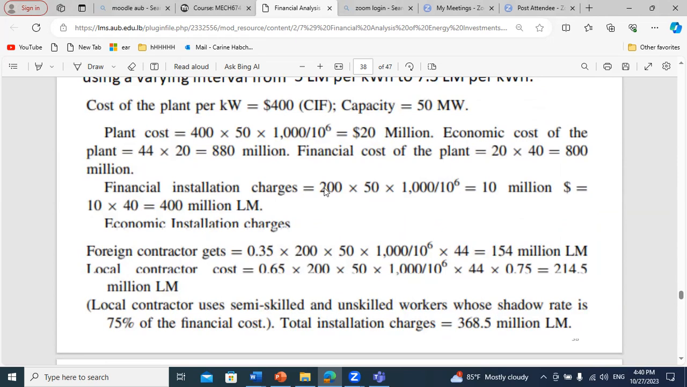and for the financial cost by the official rate. Now for the installation charges, here we differentiate between foreign contractor and local contractor. For the economic case, for the foreign contractor, we don't have any reduction. So it's just 35% times the total installation charge. And we multiplied by 44, which is the shadow rate. So we got 154 million of local money.